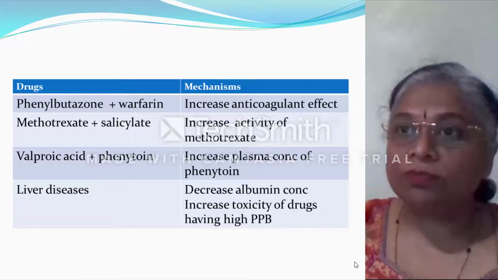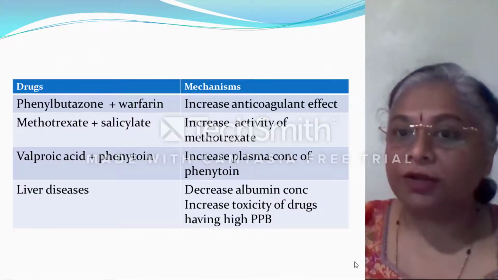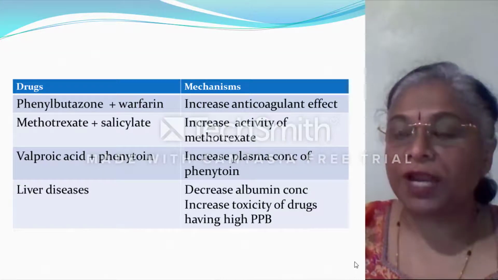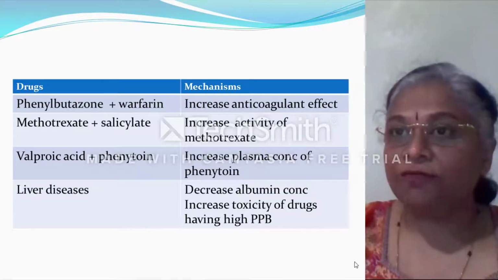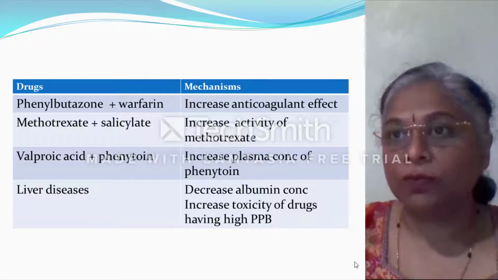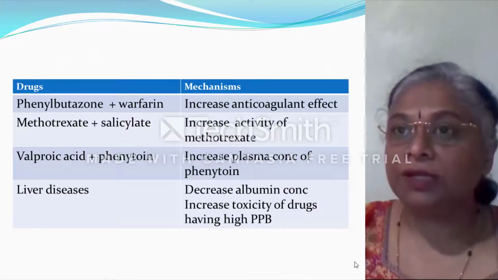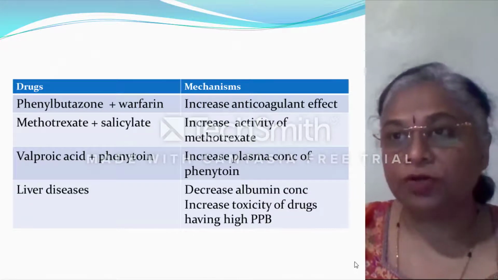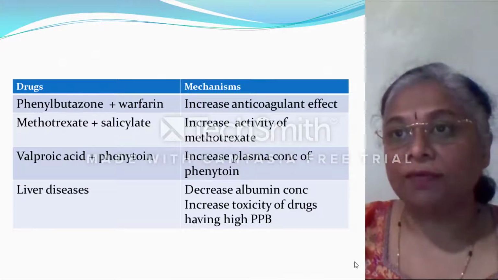Even in cases of liver diseases, the concentration of plasma proteins will get altered. Due to liver cirrhosis or damage to the liver, there can be a decreased albumin concentration, as a result of which a drug having a high PPB value will not have a sufficient number of proteins to get bound. That will lead to an increase in its free concentration and therefore aggravation of the toxic effects of the drug. This is more likely to occur with drugs which have high plasma protein binding ability.